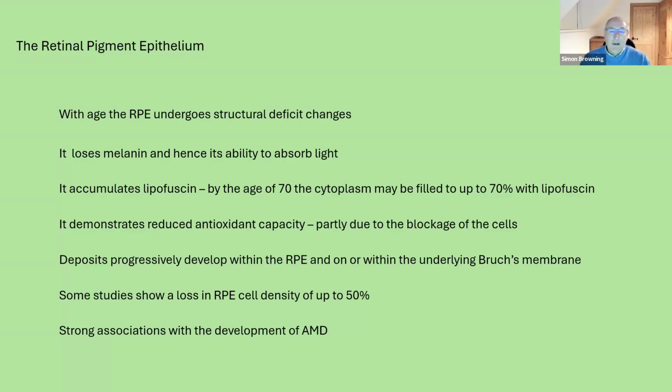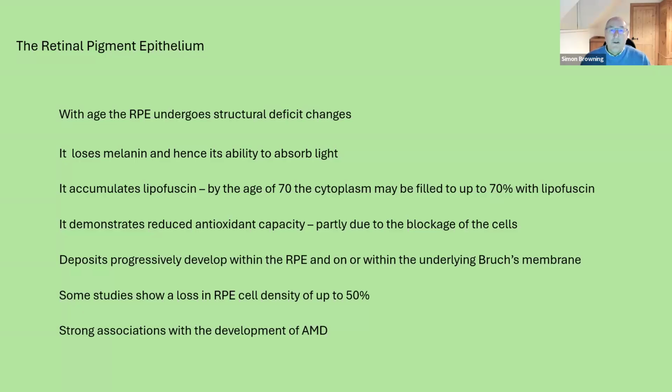So as you see throughout life here, it demonstrates reduced antioxidant capacity just through the damage in there, and the deposits progressively develop within the RPE, and then they break down further in Bruch's membrane, and this is where you start to see drusen appearing. And some of the studies show that actually by later life, you can lose up to 50% of the RPE cell density.